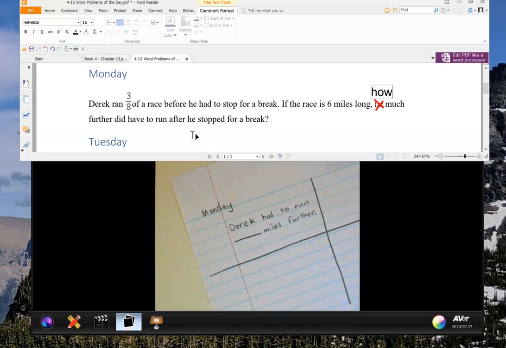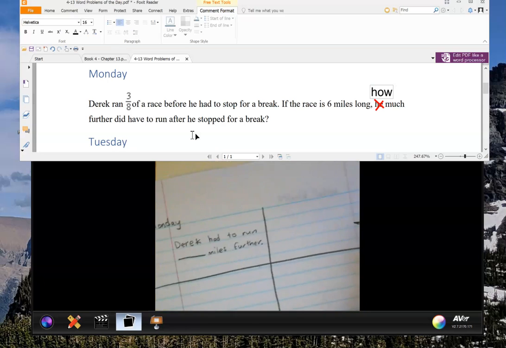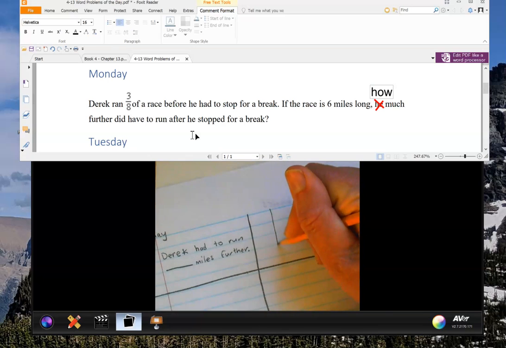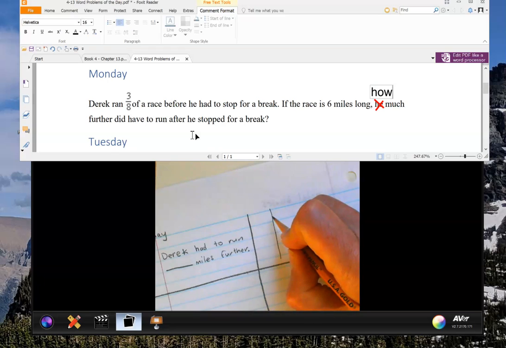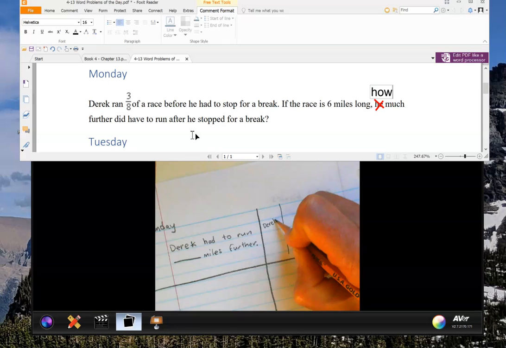Once I've got my answer sentence ready to go, I'm going to work on my model. I'm looking at this one, and I think this would be great for a unit bar because it's showing miles, and I can show that in a unit bar. I'll be calling it Derek's Race Miles. I'll put my starting line. Make sure, boys and girls, you do the same thing. I'm going to put Derek's Race Miles.